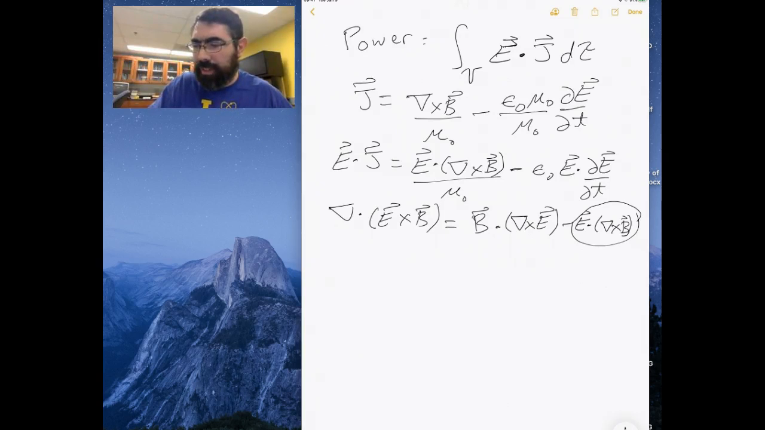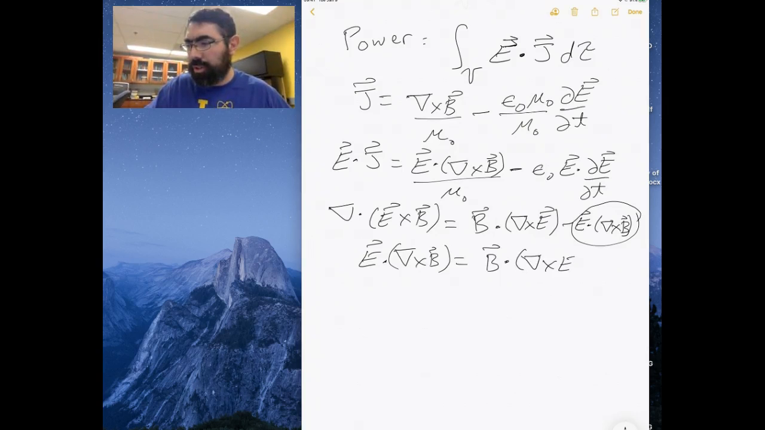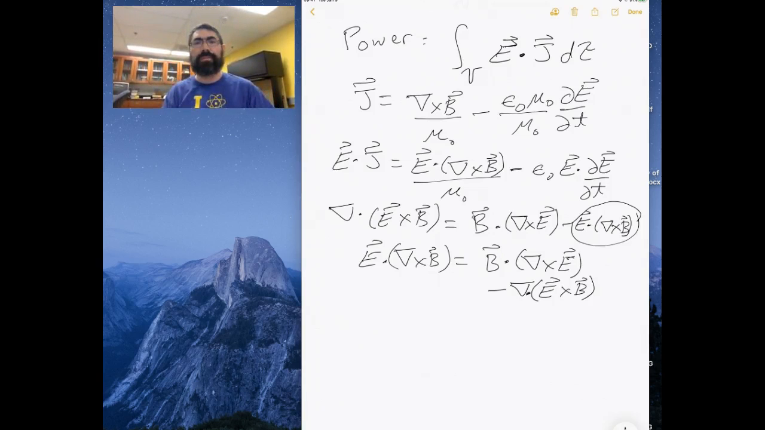So therefore we can write this as the B field dotted into the curl of the electric field minus the divergence of the E field crossed into the B field, like so. So that's good. We can take this and put this into the previous equation.